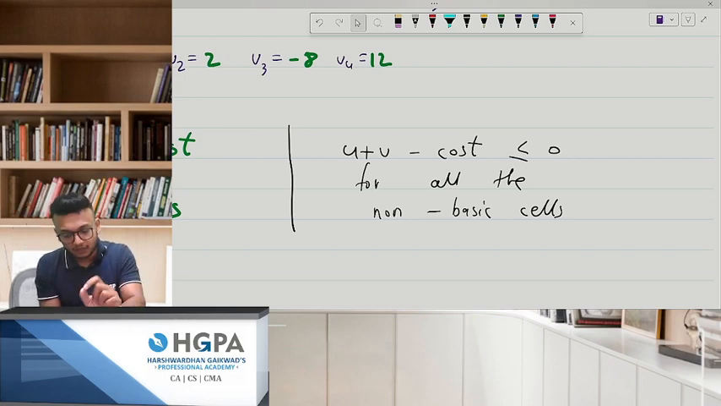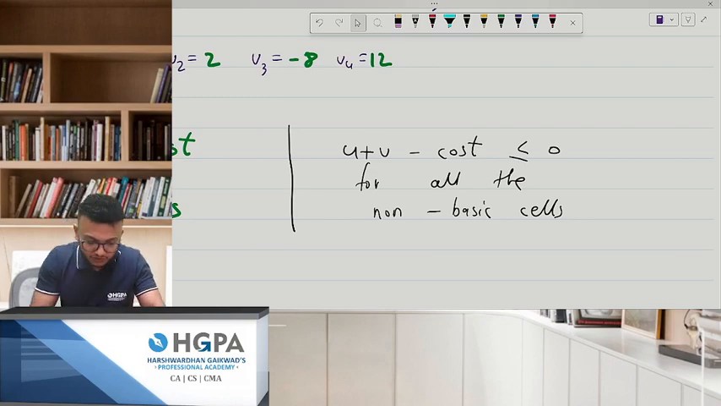If your solution, u plus v minus cost, is less than 0, the solution is optimal and it is a unique solution. But if u plus v minus cost is equal to 0, even that is okay. The solution is optimal, but it is not unique. An alternate solution exists in that situation, when u plus v is equal to cost.